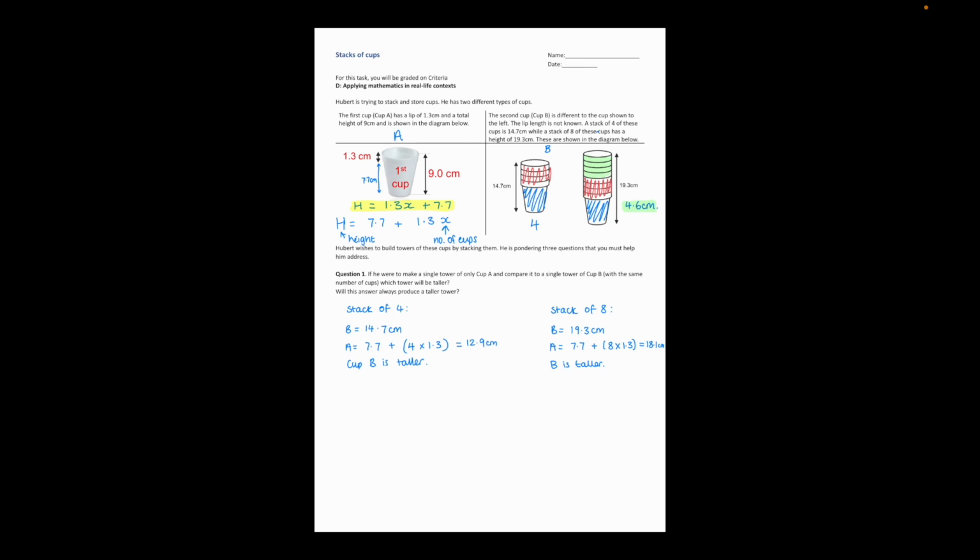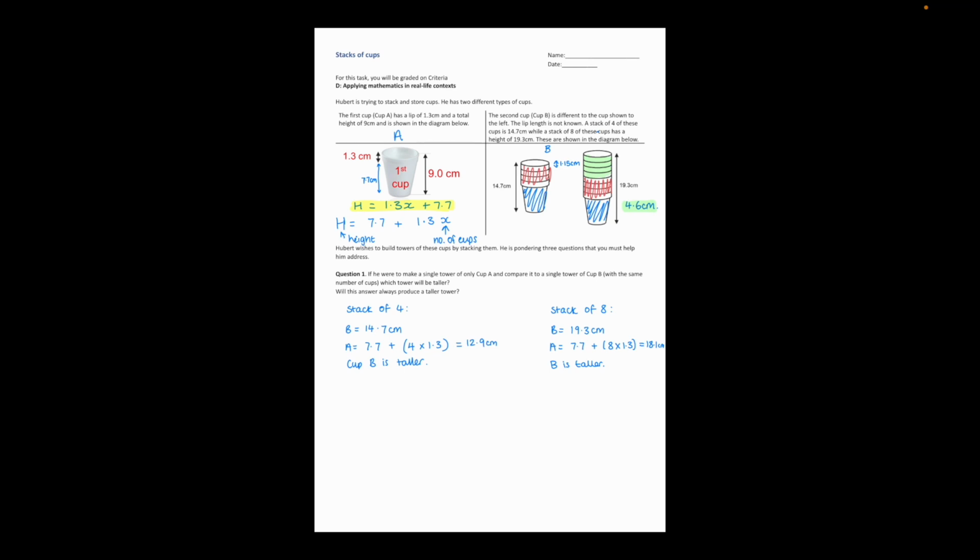So that means that to find the height of each lip, I'm doing 4.6 divided by 4, and that gives me 1.15. So I now know that each individual lip is 1.15 centimetres. So using that, I can now try to find how big the main stack is at the bottom, okay? So the base of the stack.